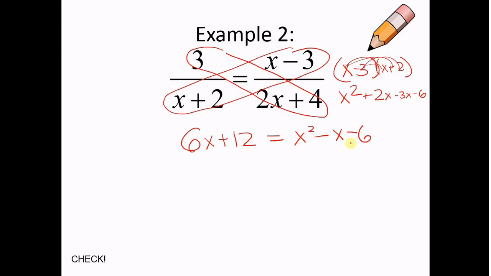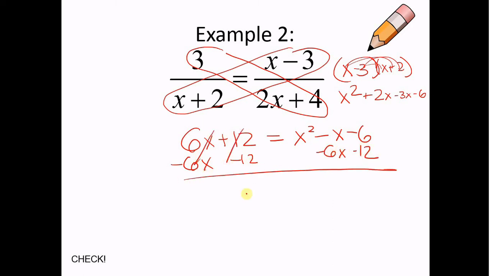So now let's get everybody to one side. So I'm going to subtract 6x and subtract 12. Get 0 over here, so x squared minus 7x minus 18. Now you're probably thinking, oh goodness, I bet we have to factor. We do. A lot of these will end up in factoring. So my AC is negative 18, right? So two numbers that multiply to give you negative 18, but add together to give you negative 7. I think that would be a negative 9 and a positive 2, right?